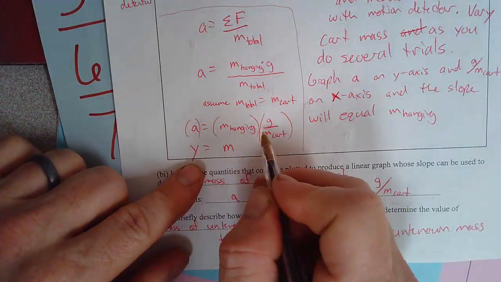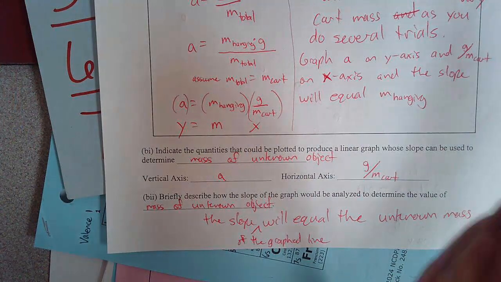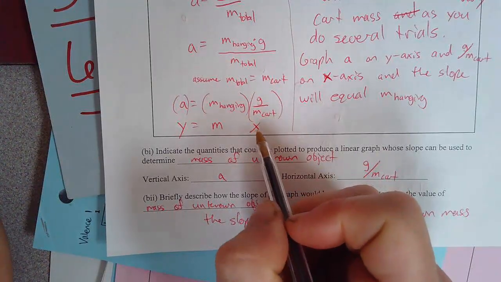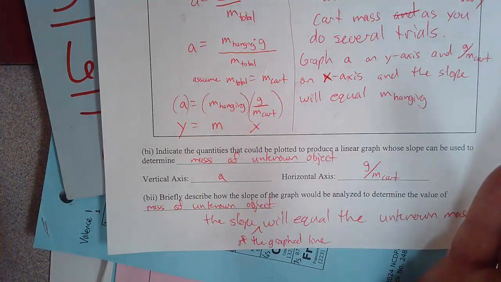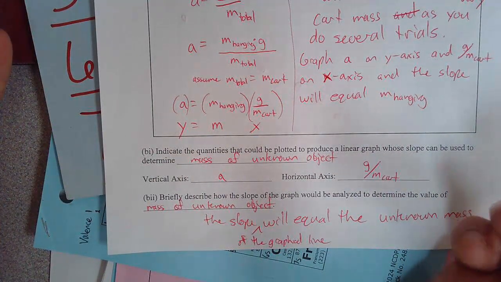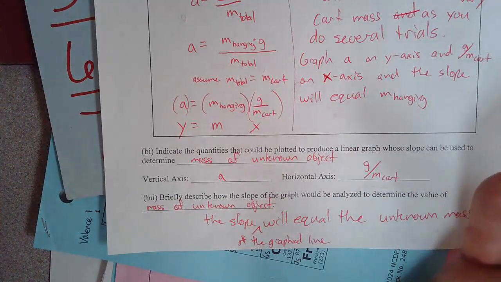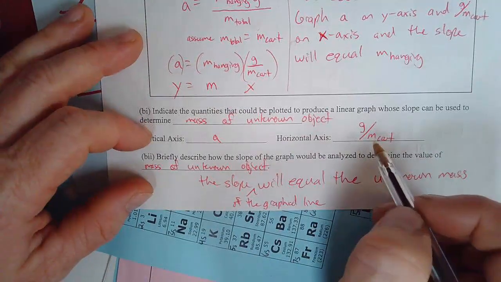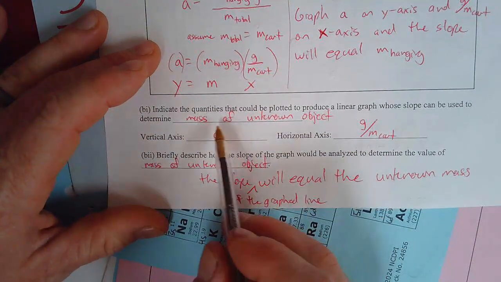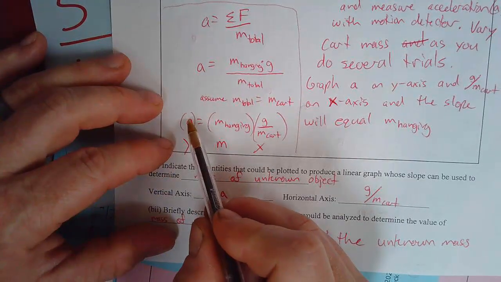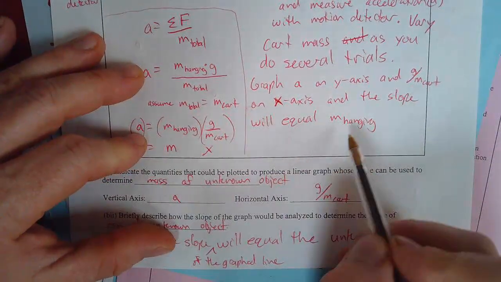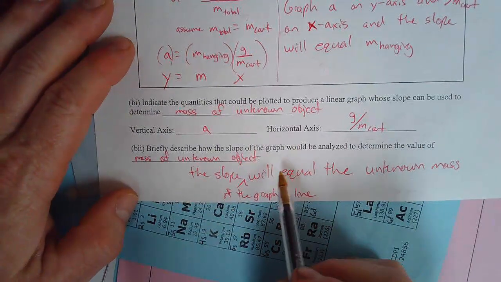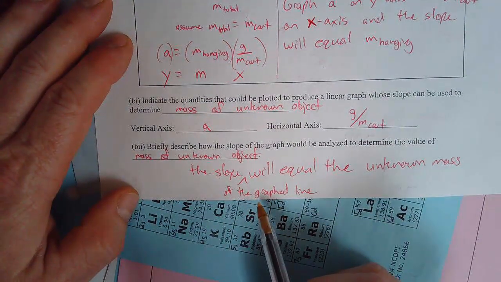And that's really what you want to do: you want to get something that's either going to be the slope or the intercept, usually the slope, based on the characteristics of the graph. You're like, okay, what are the characteristics of the graph? Well, there's either the slope or the intercept. There's not a lot else that you can do with a graph. So in this case, if we graph acceleration on the vertical axis and g over mass of the cart on the horizontal axis, and that's what I said down here too, then the slope will equal the unknown mass.